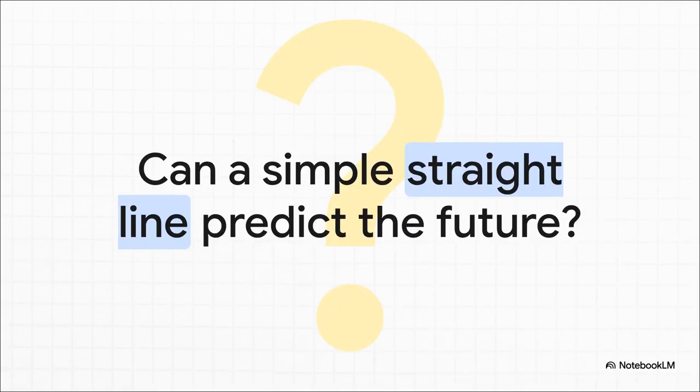Can a simple straight line really predict the future? It sounds a bit like science fiction, doesn't it? Well, stick with me here, because the answer is actually a lot closer to yes than you might think, all thanks to the algorithm we're about to break down.